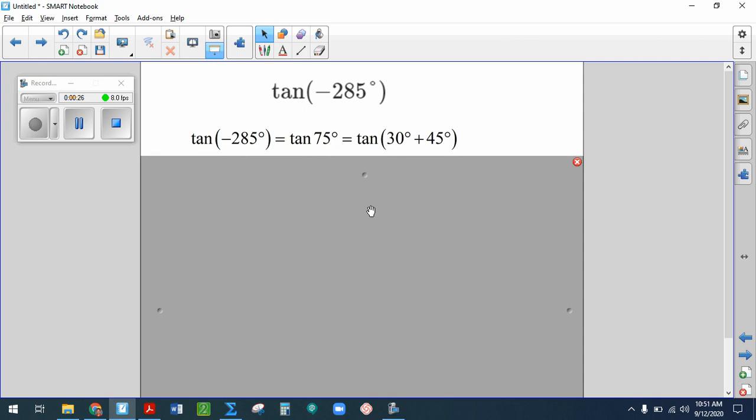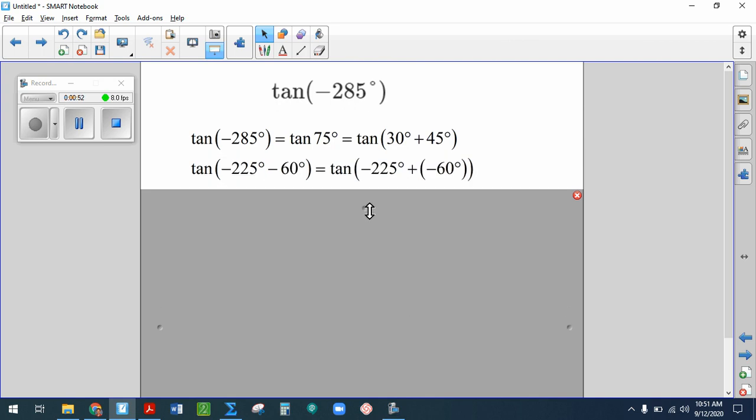This is a clever way to set this up, and it's never one I think about. It just doesn't pop in my head, like, oh, what is the coterminal angle? The coterminal angle is tangent 75 degrees, because negative 285, if you go around clockwise, is the same as going 75 degrees counterclockwise, which just becomes tangent 30 plus 45. So that's how I'm going to work it out, but not very many people chose that. A couple people did.